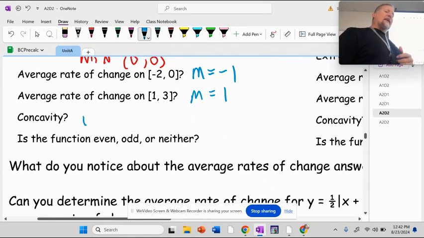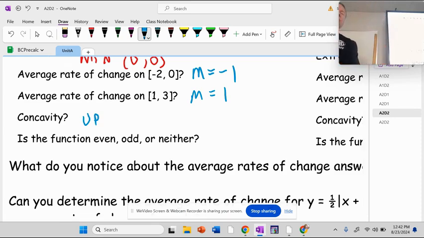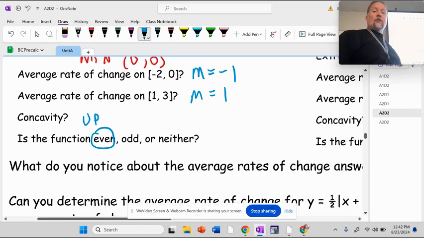I don't know about this concavity. I'm going to say up, but it's not really curved. The rest of the year, we're going to be dealing with curves. I think we're just starting with the beginning. Hey, linears, what kind of happens with this average rate of change and all that other stuff? It's curves the rest of the year. Function even, odd, or neither. Which one is it? Even for sure.